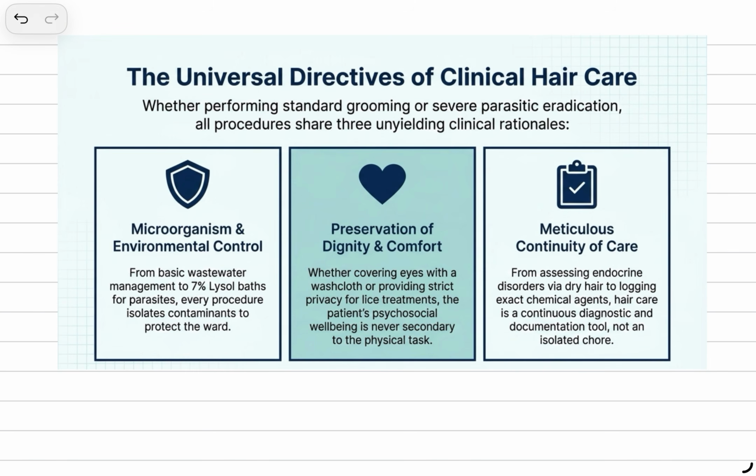Next, meticulous continuity of care: from the exact hairline up to the hair end, we have done everything to be clean, and we have made sure everything is clean. So that one we have understood here. Okay, every area we have completed, right?